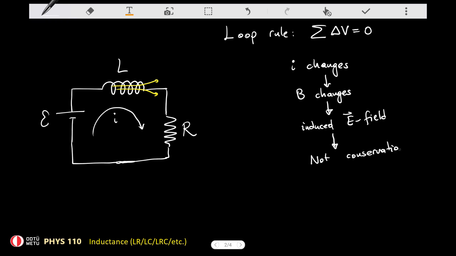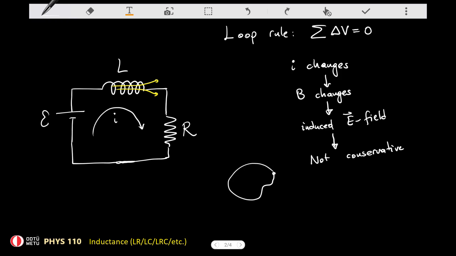Not conservative means that if you compute the work done between two points, let's say you just move a charge along some path and compute the work done, the expression that you get for the work done is going to be different if the path is different. Or there's another way of saying it: if you just go around the path and come back to your initial point, the work done should be equal to 0. But we have said that this is not the case.